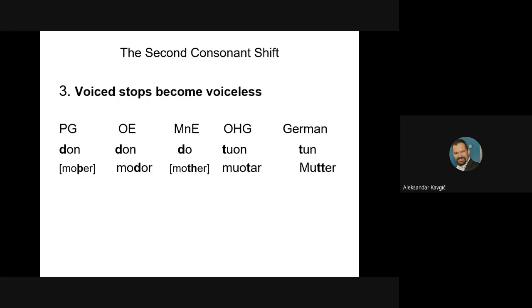So the voiceless counterpart of b, which is, for example, in the word bergas or beorg, and today it's actually replaced by hill from a different source. So we lost this word in English. Can you guess what the counterpart of b is? So it's p, right? Berg.